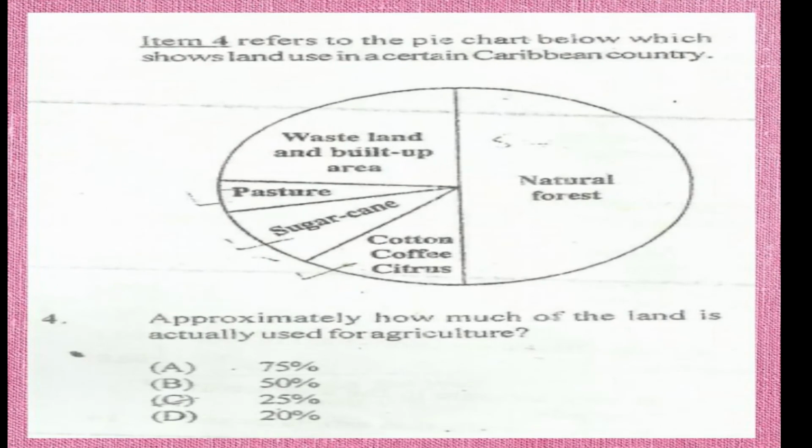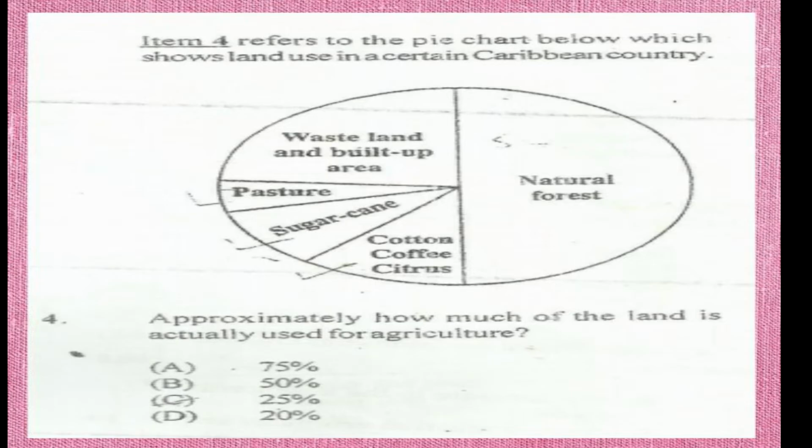Item number 4 refers to the pie chart below, which shows land use in a certain Caribbean country. Now the choices from this pie chart, this is a question and choices. Approximately how much of the land is actually used for agriculture? A, 75%, B, 50%, C, 25%, and D, 20%.